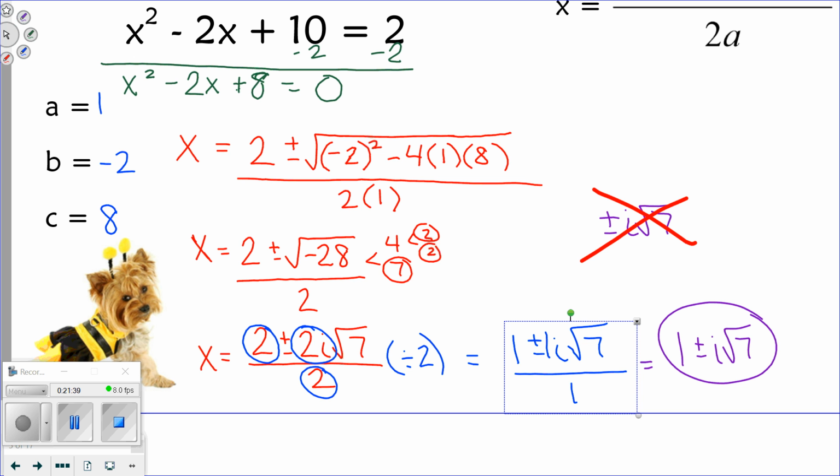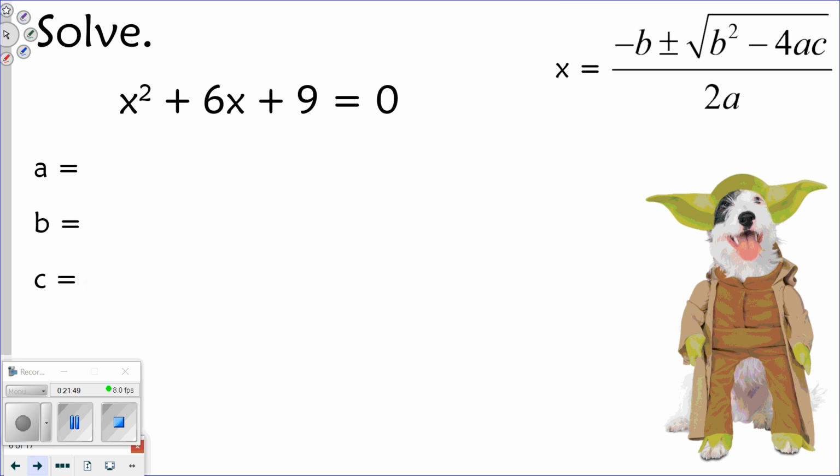That's wrong. I see that all the time. Like, oh, it's a 1, I don't have to write it. I can be a lazy mathematician. That first one you have to write down. You can't be lazy and leave that first one out. All right, let's do another one.